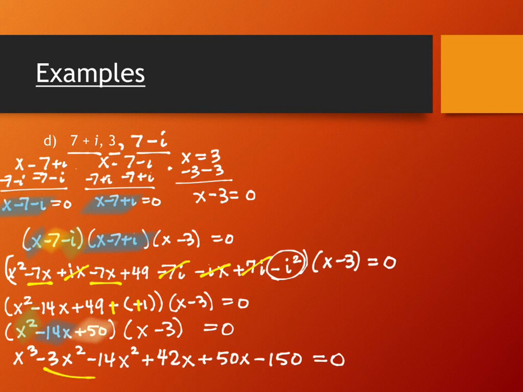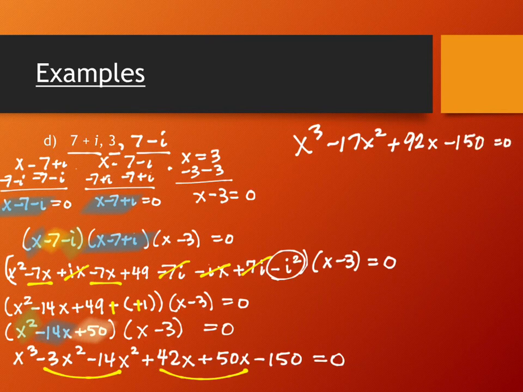Combining like terms, these will combine, and these will combine. So I have x cubed. I have negative 17x squared. I have positive 92x minus 150 equals 0. Any questions on that?